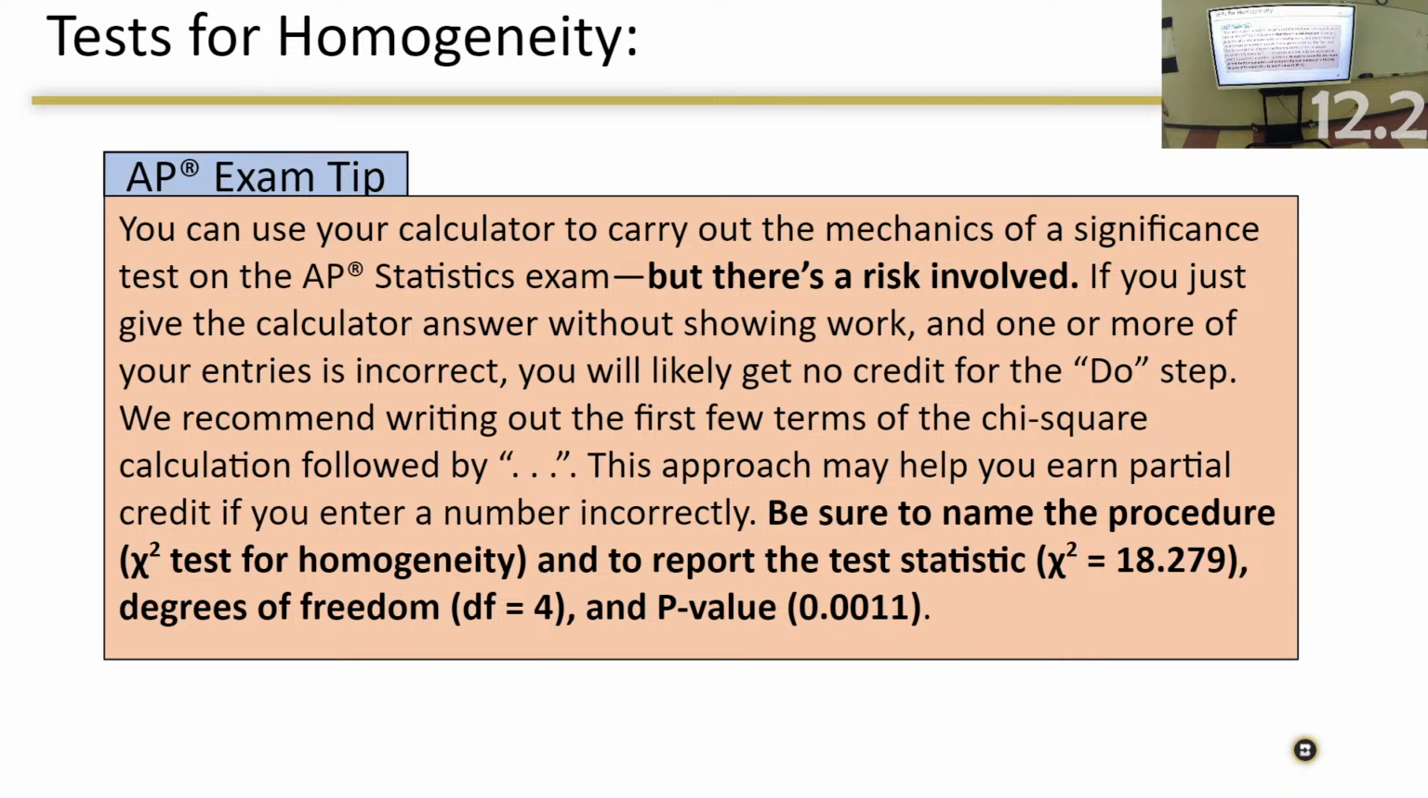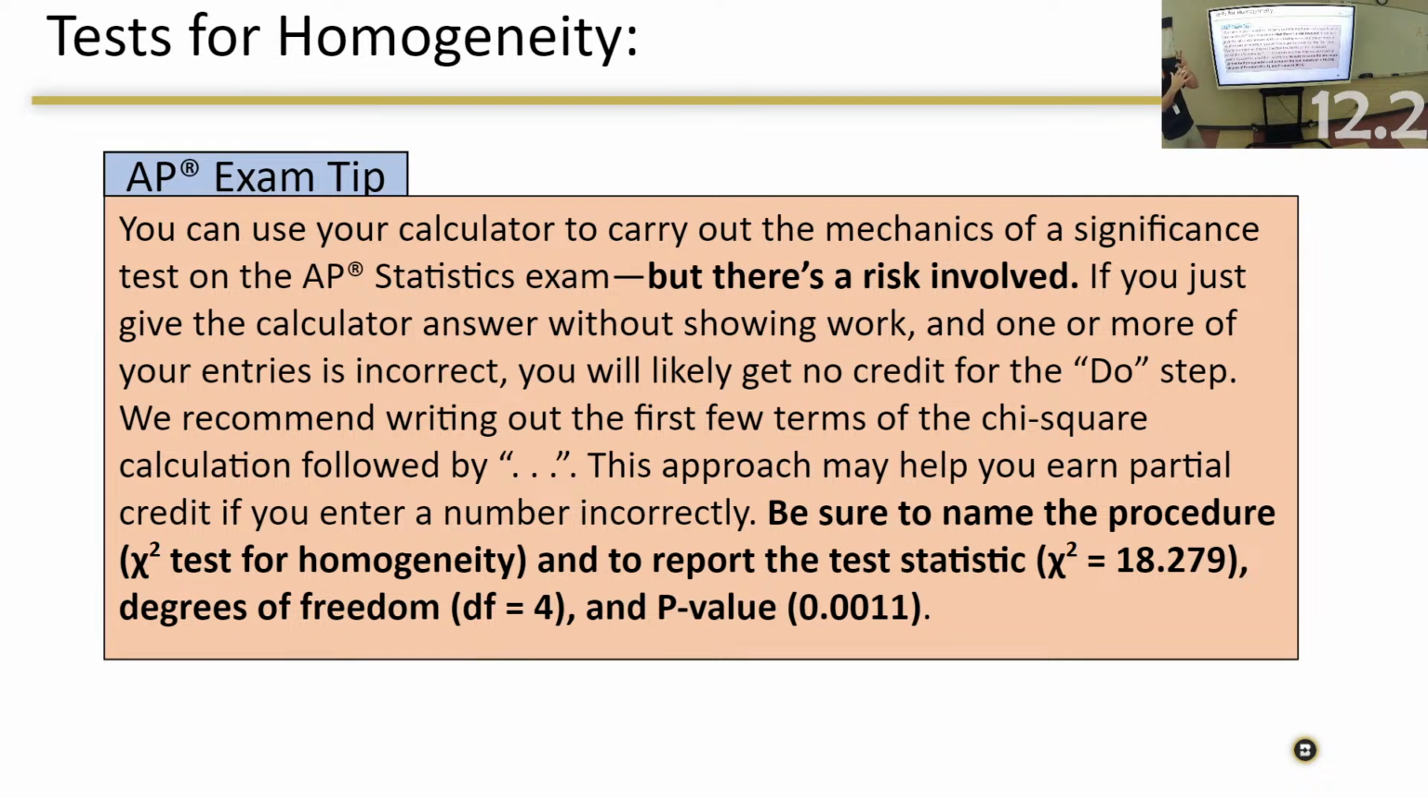You should name it. If you're not sure of the name, don't, because you will get dinged if you name it wrong. If you don't name it, I'll probably count you wrong. Two-way chi-squared test. That's better than nothing, if it's a two-way table.